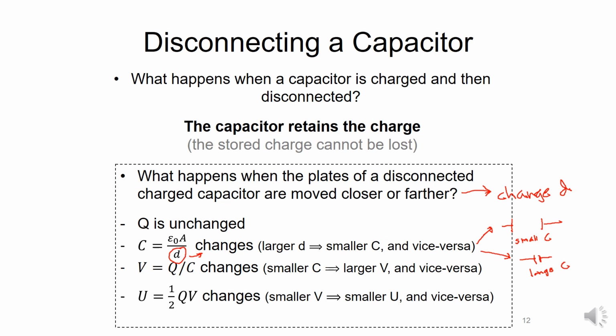Now finally, let's look at the energy. We have energy equals half times Q times V. And from the previous line, we know that V can be changing. V can be getting bigger or smaller, which tells us that energy can be getting bigger or smaller as well.